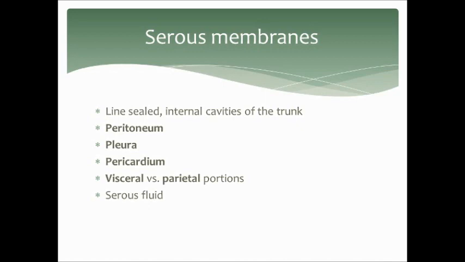Next, we have serous membranes, and we've talked a little bit about this before because they line these internal cavities of the trunk. So the peritoneum is the serous membrane that's found in the abdomen, pleura are found surrounding the lung cavities, and pericardium surrounds the heart. So if they are a visceral serous membrane, they are going to attach directly to the organ, and if they are parietal portions, then they are going to attach directly to the body cavity wall itself. Typically, between these visceral and parietal portions, you'll have the serous fluid to prevent any friction from occurring between those different membranes.